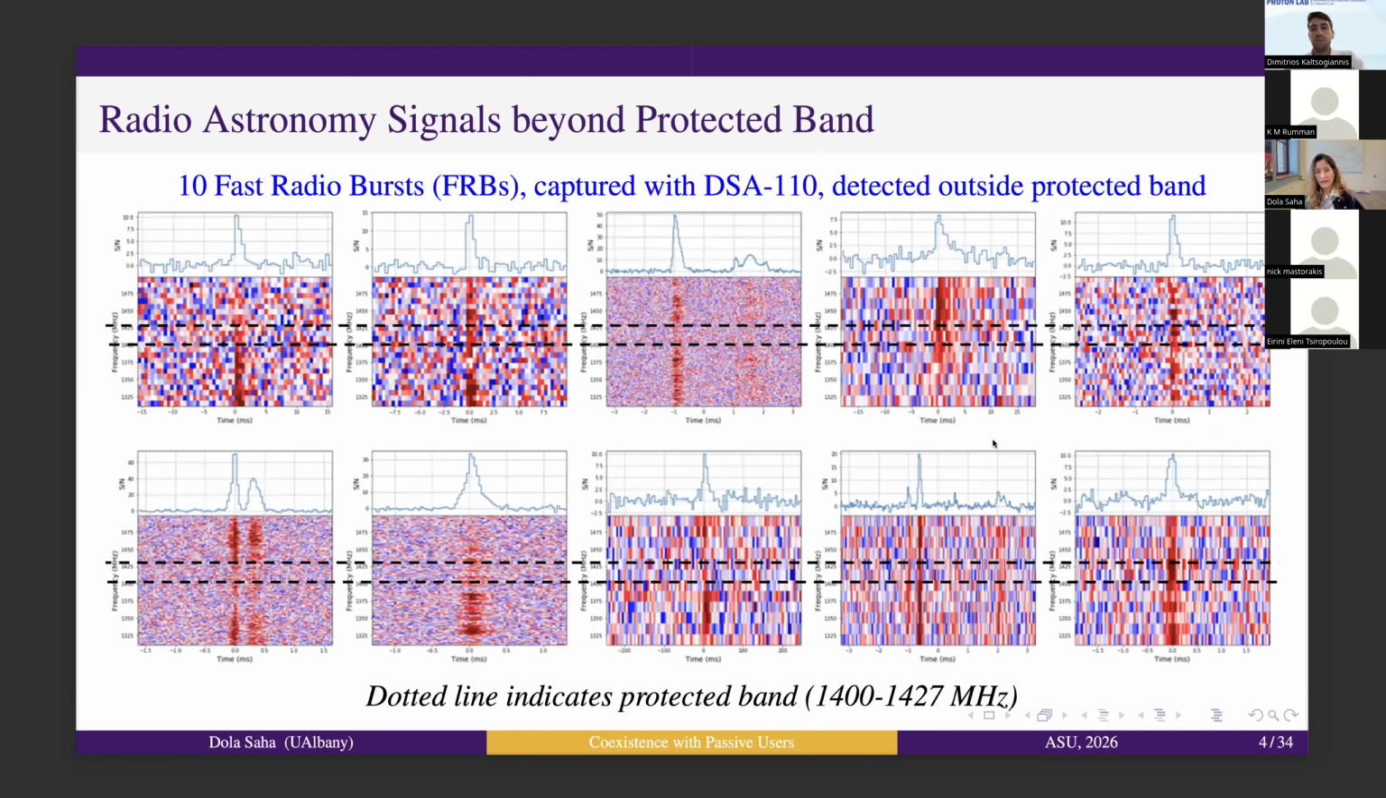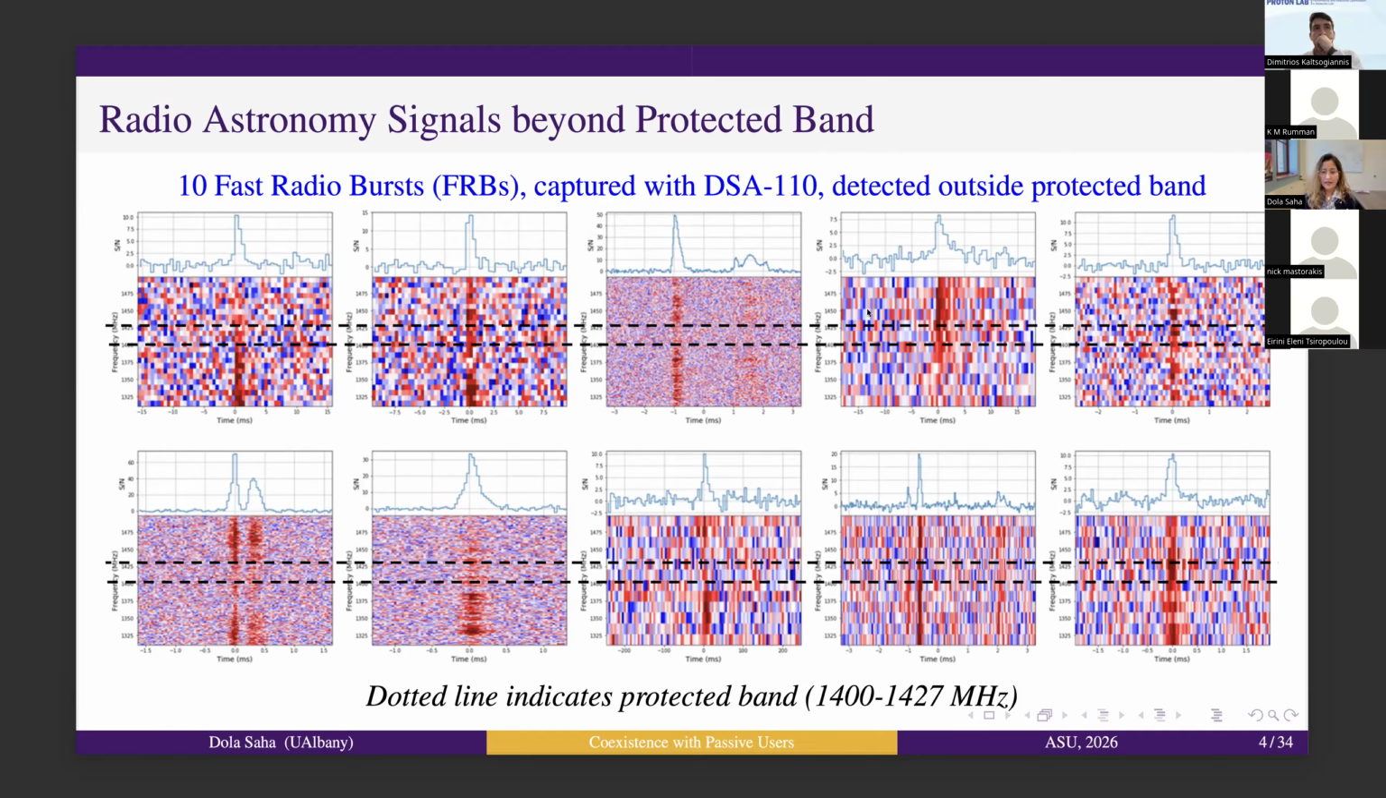The other example is over here, where again, this is the protected band that is given, and the dotted line is just showing the protected band. But this is time and frequency, and these are the radio bursts, fast radio bursts, or FRBs, that have been captured by DSA-110, which is an antenna array for radio telescopes.